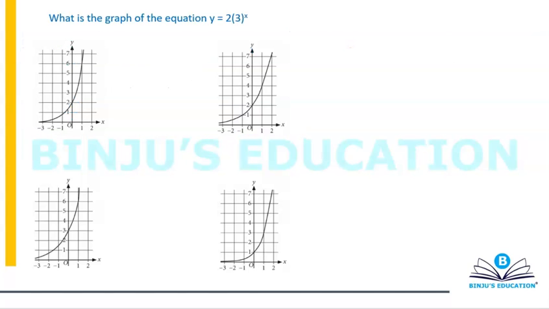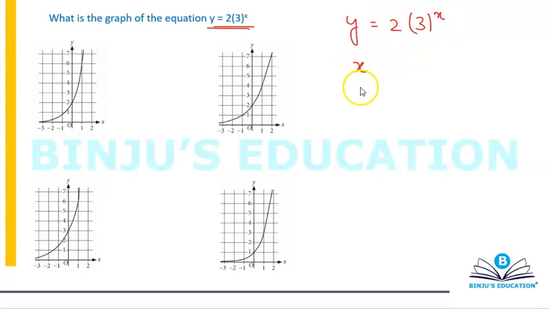Draw this one. What is the graph of the equation y is equal to 2 into 3 to the power x? Now again, see, you don't have to draw the graph in the exam. So we'll go with the help of the options that we have. So I'm going to figure out a couple of points. So I have y is equal to 2 into 3 to the power x.